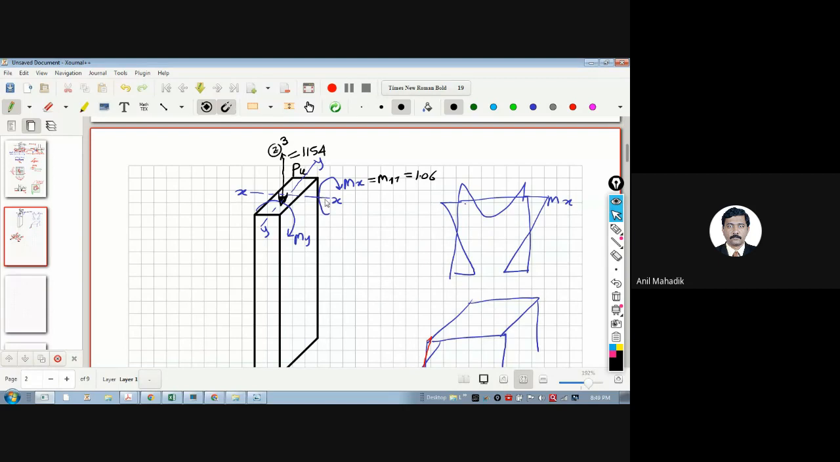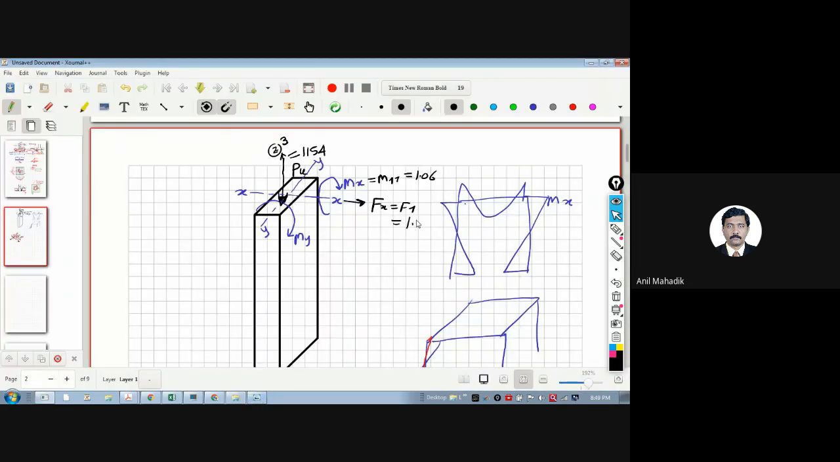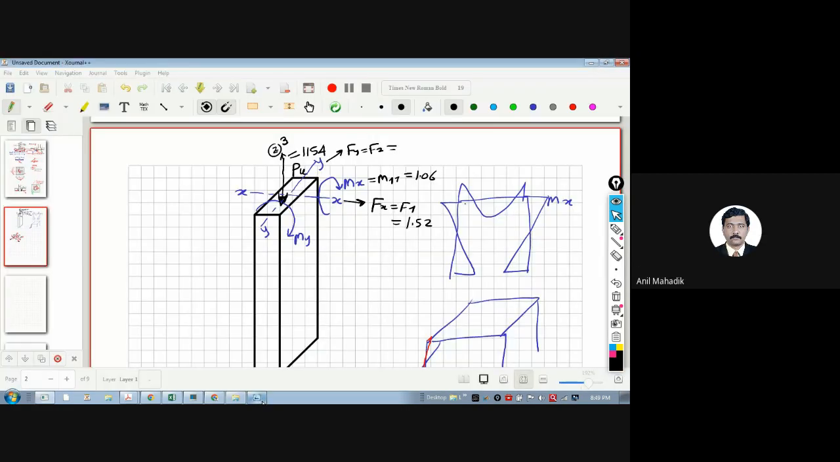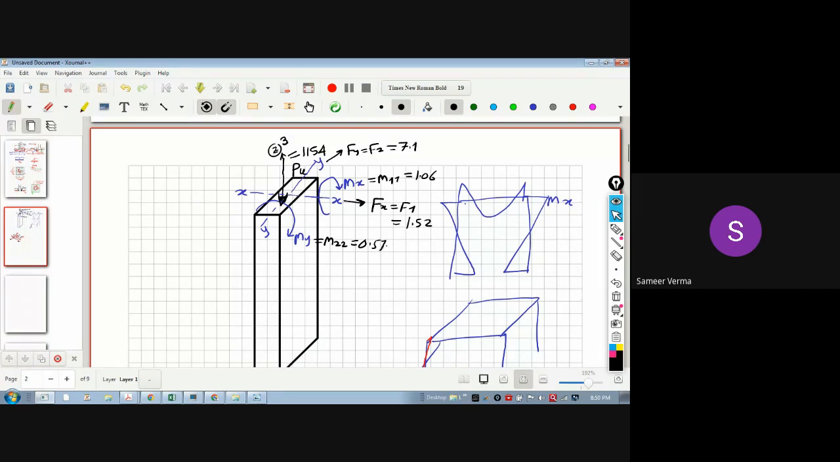Now there will also be Fx in this direction. Fx is nothing but F1, which is 1.52. Fy is nothing but F2, which is 7.1. I am deliberately not taking the sign convention right now. Then My means M22, moment 2, which is 0.57. Are you getting this? Yes, sir. Generally there is no torsion in a column, so forget about that M33.